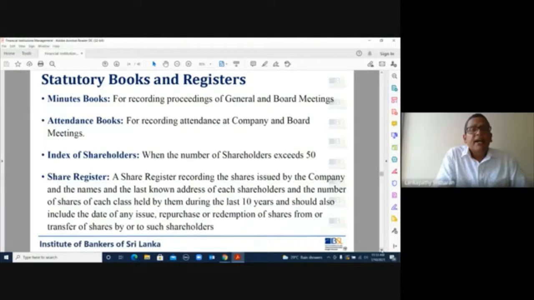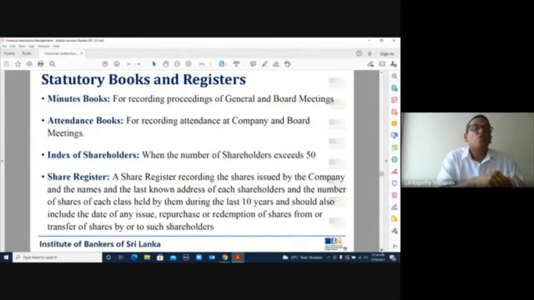There are some statutory books and registers which have to be maintained by the company. The first one is the minutes book. There were no questions related to this, but you may just keep it in your knowledge. The first one is the minutes book for recording proceedings of general and board meetings. Companies maintain a minutes book. Attendance book for recording attendance at company and board meetings. Index of shareholders: when the number of shareholders exceeds 50, they have to maintain an index of shareholders.